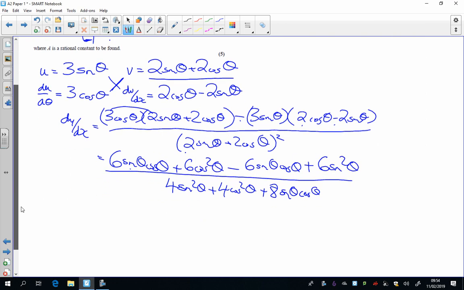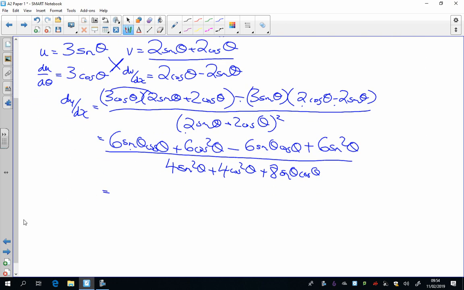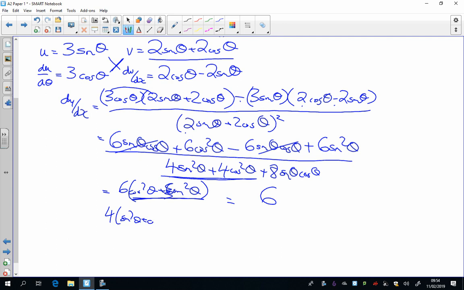Let's move down and get a little bit more space. So that cancels with that. Here I've got 6 cos squared theta plus 6 sine squared theta. And of course that's just 6 lots of all of that. So that is simply, look, cos squared plus sine squared equals 1. So on the top I've got 6 here. On the bottom, doing the same thing, I've got 4 sine squared theta plus cos squared thetas. So that's 4. And then I've got 8 sine theta cos thetas.